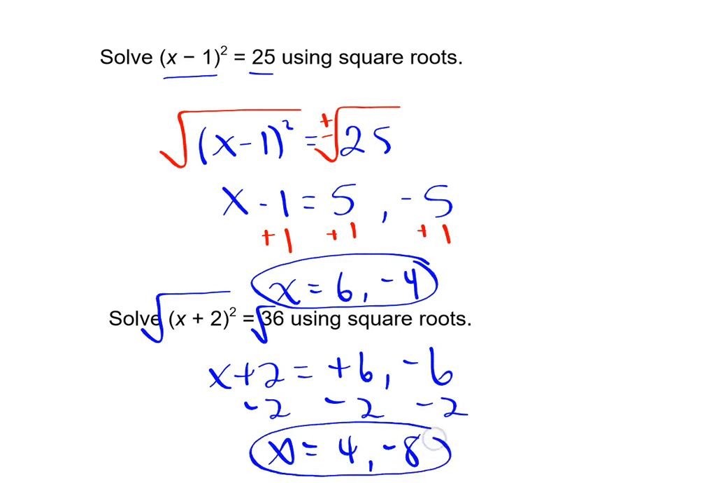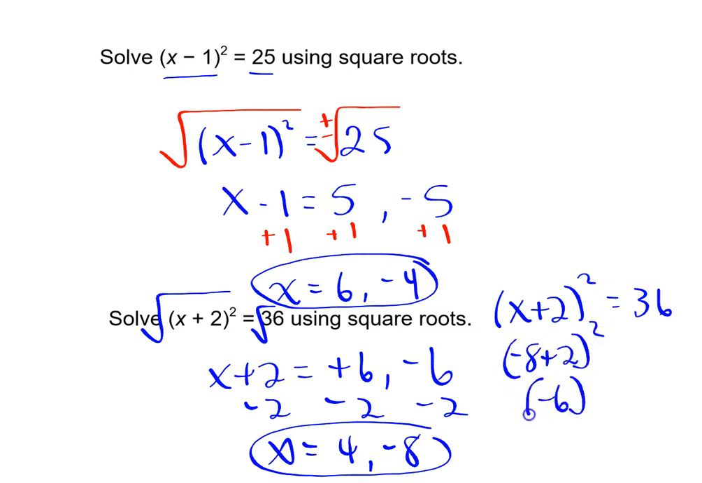Both of those numbers, if we plug them back into that original problem, the square root of x plus 2, oops, not the square root, that wasn't the original problem. (x plus 2) squared equals 36. We can check by plugging in. Let's try the negative 8. Negative 8 plus 2, squared. That gives us negative 6 squared, which is 36. So that's true. That is a solution for our equation.